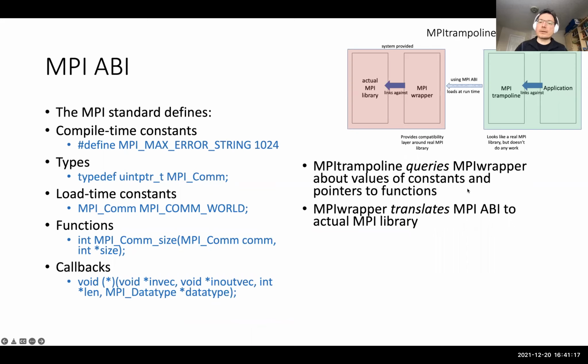So the division of work essentially means MPItrampoline at runtime queries the MPI implementation for various information that it then presents to the application. And MPIwrapper translates between the ABI and the data types that the actual MPI implementation uses. And I believe the wrapper interface for MPI uses a different approach here.